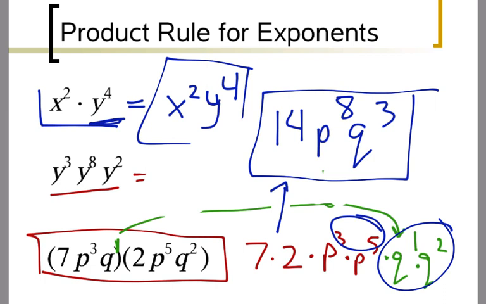So the bottom line for the product rule for exponents is if it's the same base with different exponents, you add the exponents.